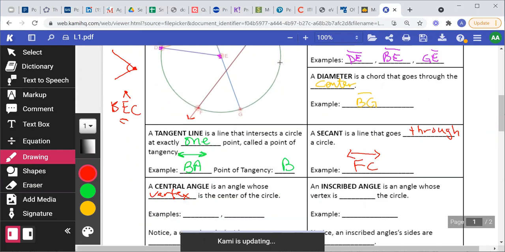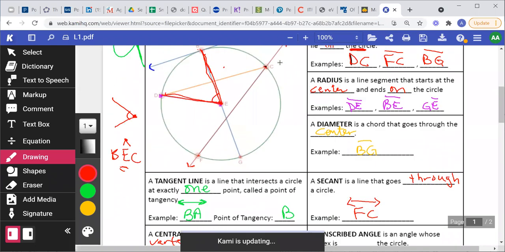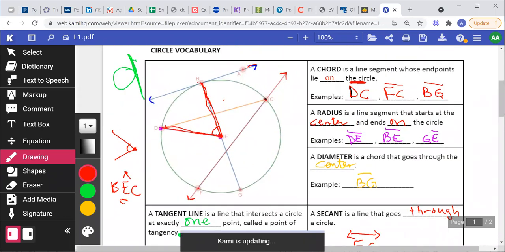Since a central angle is an angle whose vertex is the center of the circle, and the center of the circle is E, you can move from E to B and to D to form an angle. That is a central angle: the middle letter of that angle needs to sit on the center of the circle. Angles are read from the beginning, the vertex, and the end.